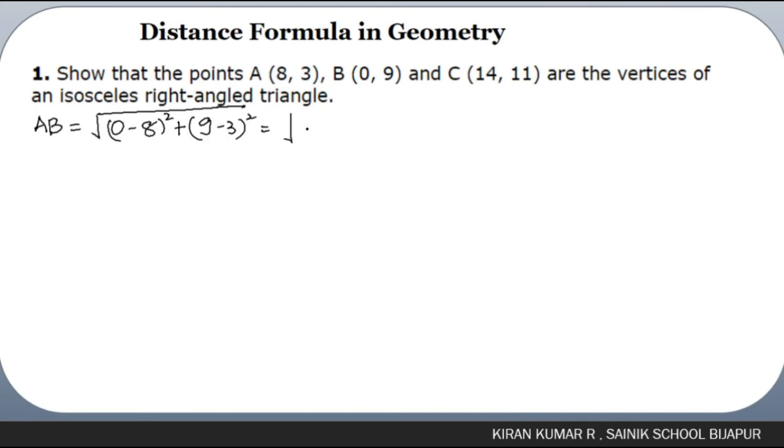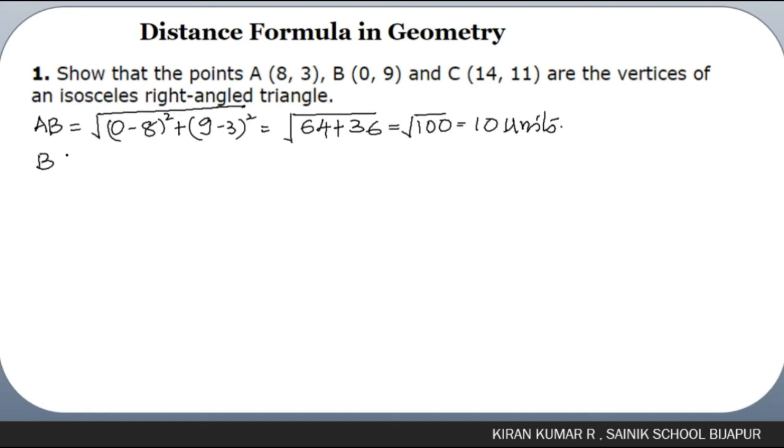0 minus 8 is negative 8. When you square it, we get 64, plus 9 minus 3 is 6. On squaring, we get 36. This will become root 100, which is 10 units. This is the length AB.